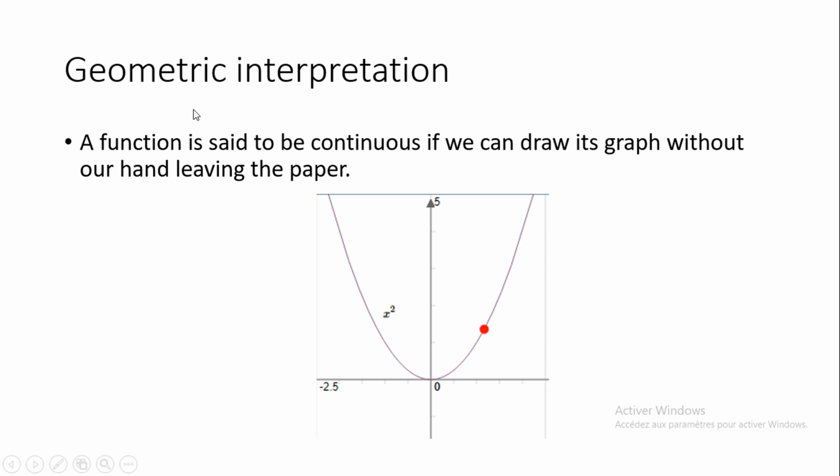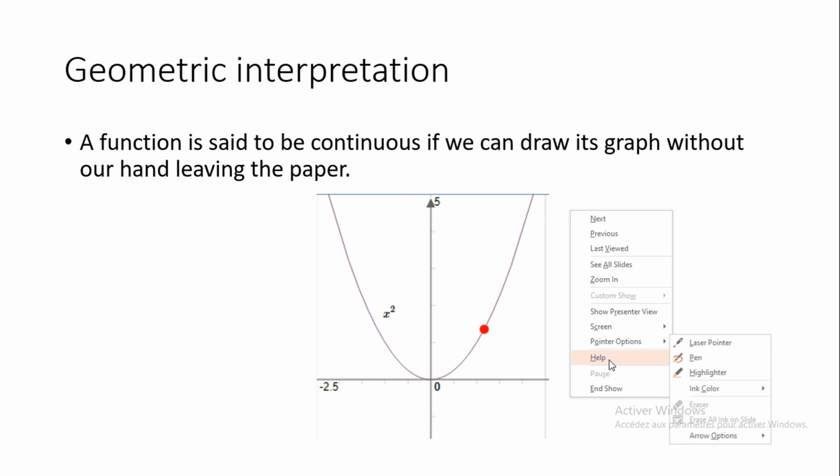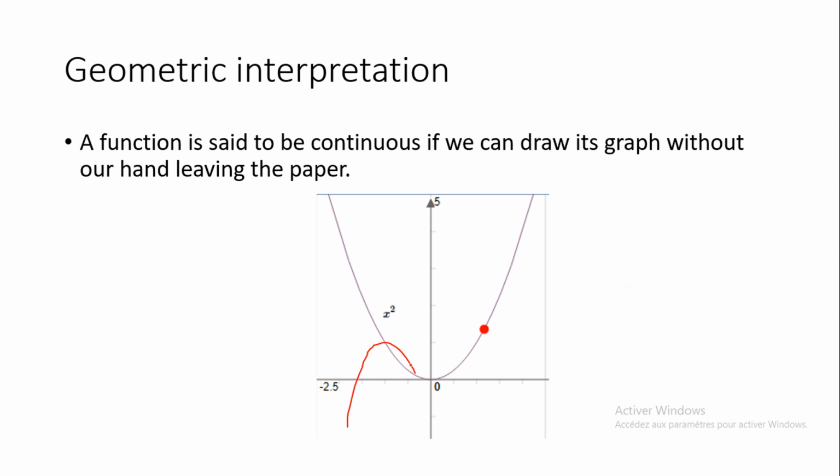So the geometric interpretation: a function is said to be continuous if we can draw its graph without our hand leaving the paper. So if we want, for example, to draw our function x squared here, we take it from here and come all over here without our hand leaving the paper. We can draw other examples of continuous functions, things like this, or this, for example. So these are all continuous functions.